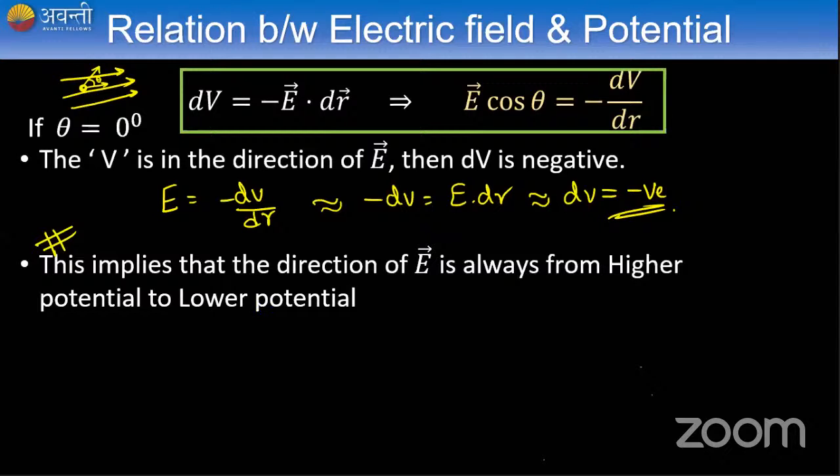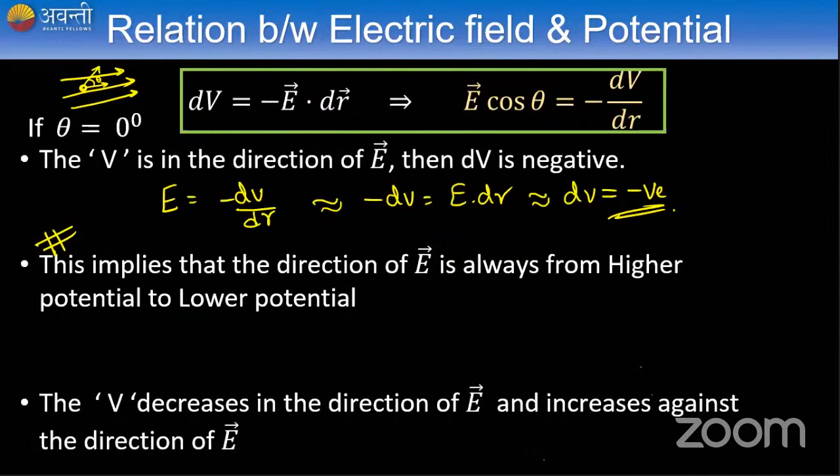Then we can give one more conclusion: in the direction of electric field, my electric potential decreases. In the direction of electric field, my electric potential decreases. How can you remember this, guys? How to remember this?